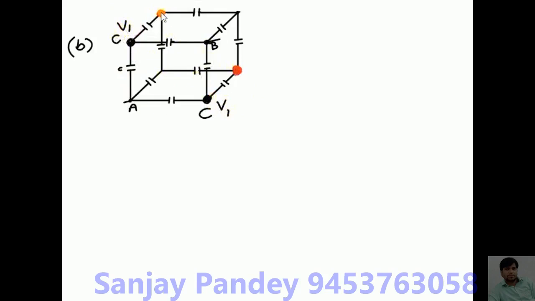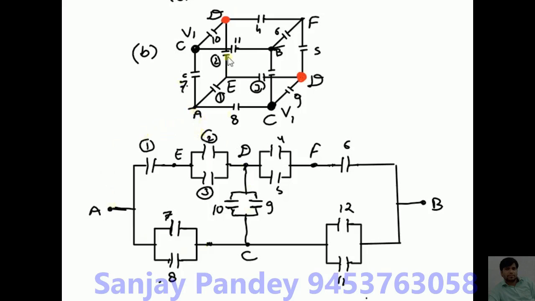Now these two positions are also symmetric positions, because from this point to B we encounter 2 capacitors, and from this point to B we also encounter 2 capacitors. From this to C we encounter 1 capacitor, and from this point to C we also encounter 1 capacitor. So we are denoting these 2 points by D. These 2 points are also equipotential points. Suppose this position is E and this position is F. A simple circuit diagram for the above network is shown here.